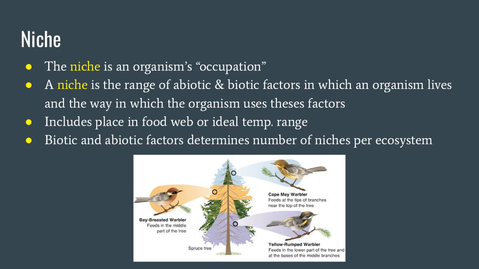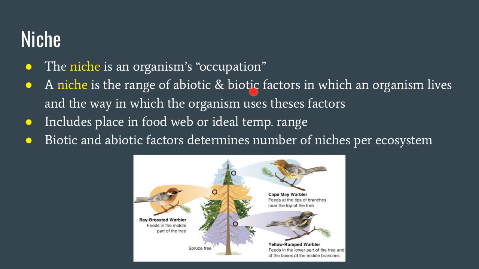Habitat and niche are two different things. Habitat is the area where an organism lives, but a niche is like that organism's occupation, or what it's going to do within that habitat. So a niche is the range of abiotic and biotic factors in which an organism lives and the way in which it uses these resources. That's the big part that makes a niche different from a habitat.